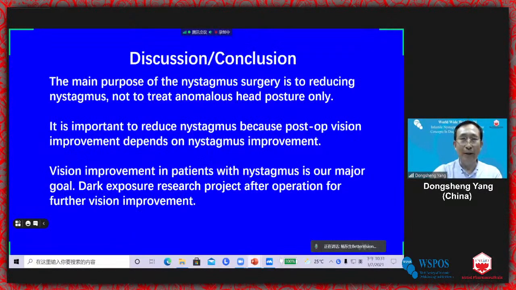So at the end, I'd like to say that the main purpose of nystagmus surgery is to reduce nystagmus. Sorry, there is a typo. Not to treat anomalous head posture only. It is important to reduce nystagmus because post-op vision improvement depends on nystagmus improvement. Vision improvement in patients with nystagmus is our major goal. Dark exposure research project after operation for further vision improvement. Thank you very much for your attention.